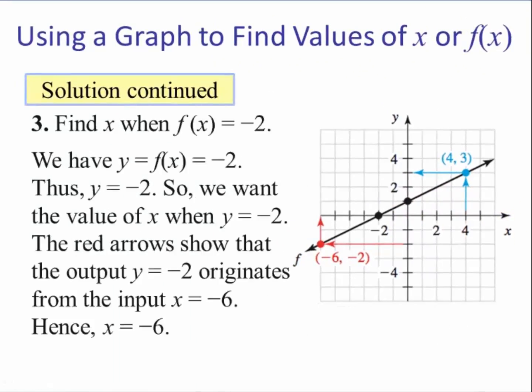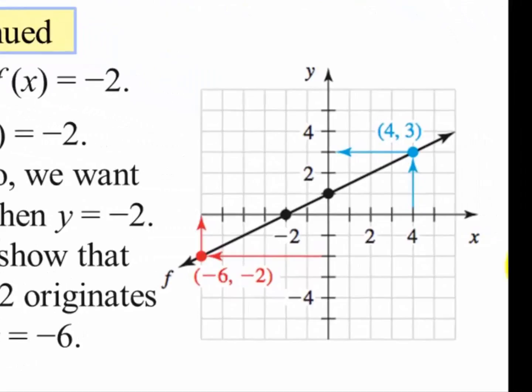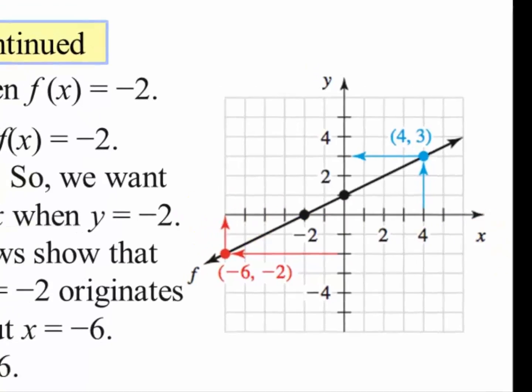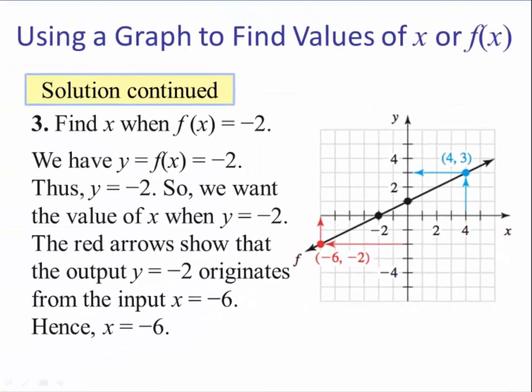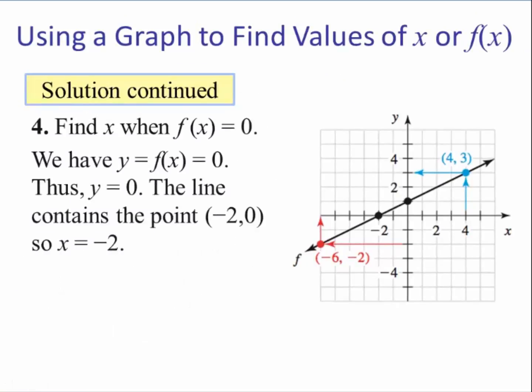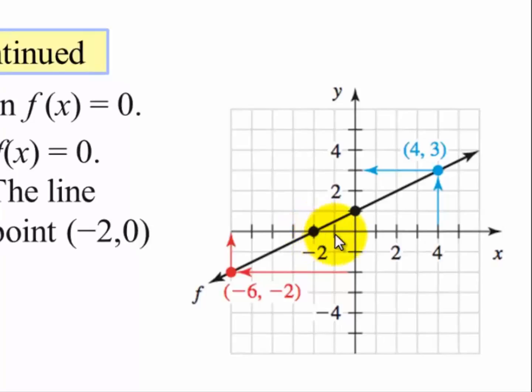Number 3, we're finding an x, and we know that f of x equals negative 2. So we go to negative 2 on the y-axis. Here's where this point is. We want to see what this x value is, and that x value is negative 6. So when x is negative 6, f of x is negative 2. Number 4, we want to find an x when f of x equals 0. When f of x is equal to 0, y is equal to 0, and we see that when y is 0, x is negative 2.